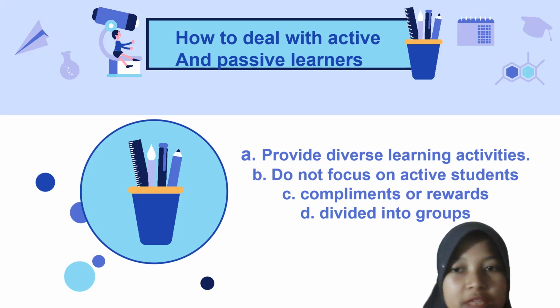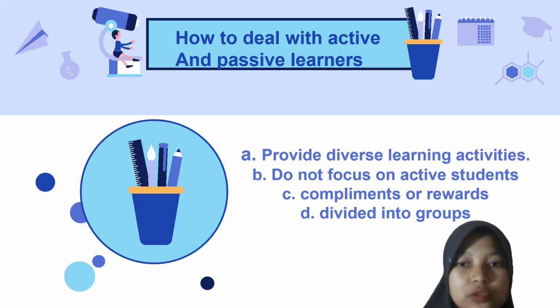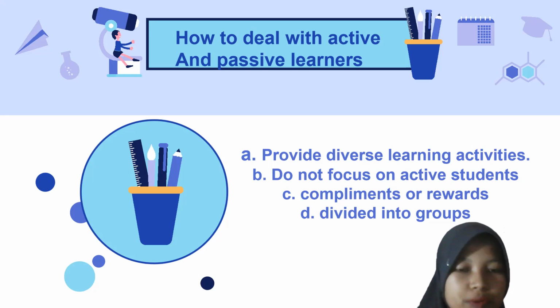This is important because students have their own abilities in each field. Some students have more ability in speaking, and meanwhile other students in writing. Therefore, by combining several activities, each student can get the same opportunity to develop better. And the second one is do not focus on active students only.